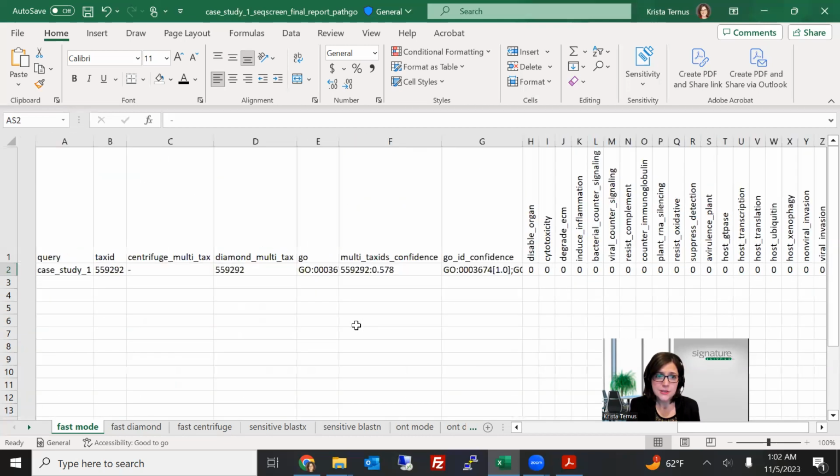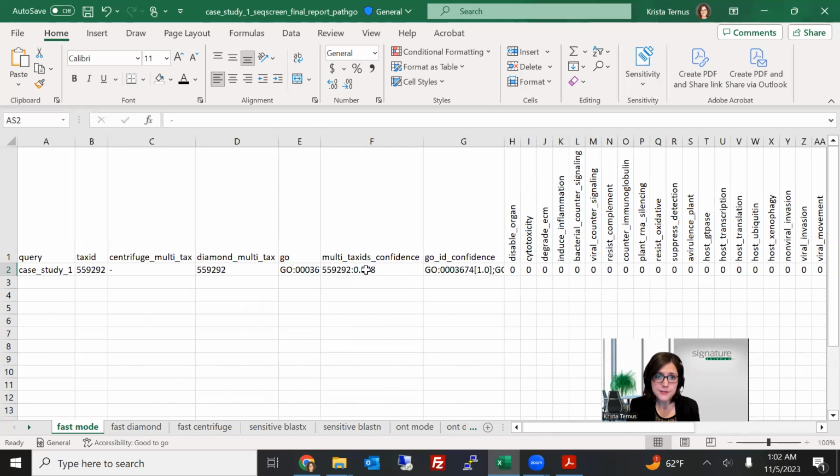The only thing that jumped out at me was this: under the multi-taxa confidence field, we see that the value for the confidence is 0.578. And that is relatively low on a scale of 0 to 1. That's about right in the middle, which is not a very high confidence. So that's something that I found strange and is worth looking into further.